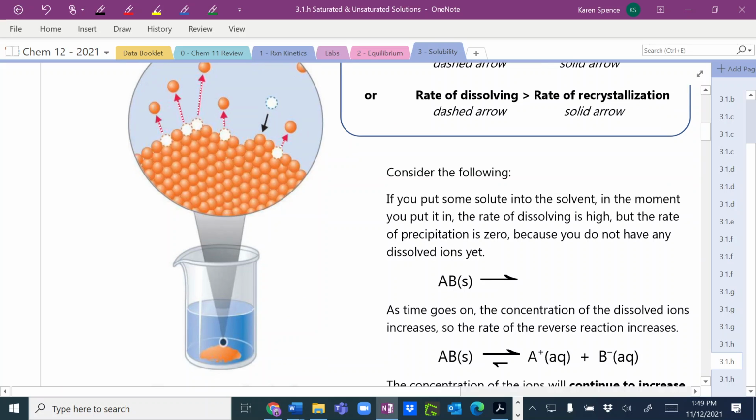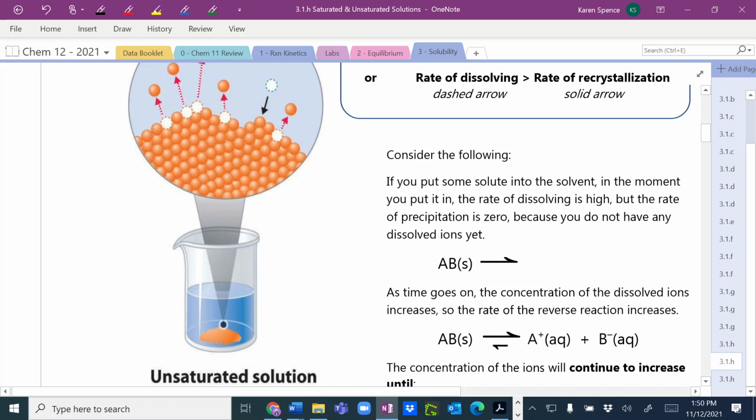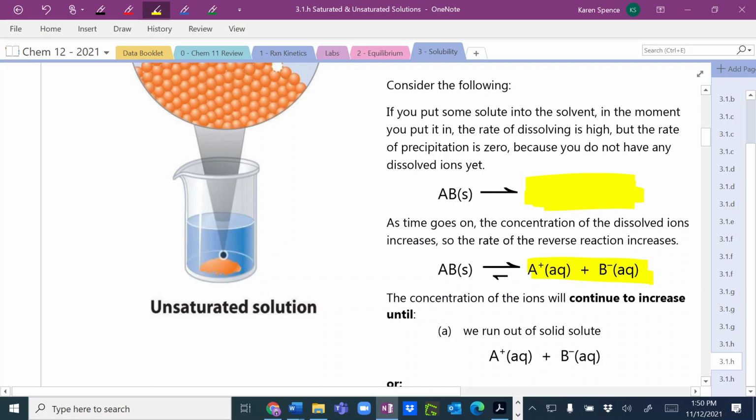Consider the following. If we put some solute into the solvent, at the moment you put it in, the rate of dissolving is high because we've got lots of solid, but the rate of precipitation is 0 because we don't have any undissolved ions yet. There's nothing there. So can we have a reverse reaction? No, because you can't have recrystallization if there's nothing to recrystallize. However, as time goes on, we end up with some ions. And as those ion concentrations increase, now our reverse reaction is starting to get faster.